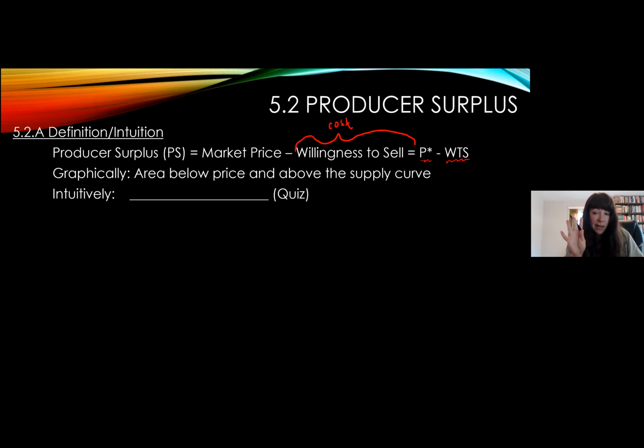And I want you to pause and think about how can you remember this intuitively? So this is, again, a bunch of jargon and abbreviations. How are you going to think about producer surplus in a way that makes it stick for you? So just pause and think about a short, catchy definition that's going to help you remember this. And I'll share the best ones of those together with you in class.